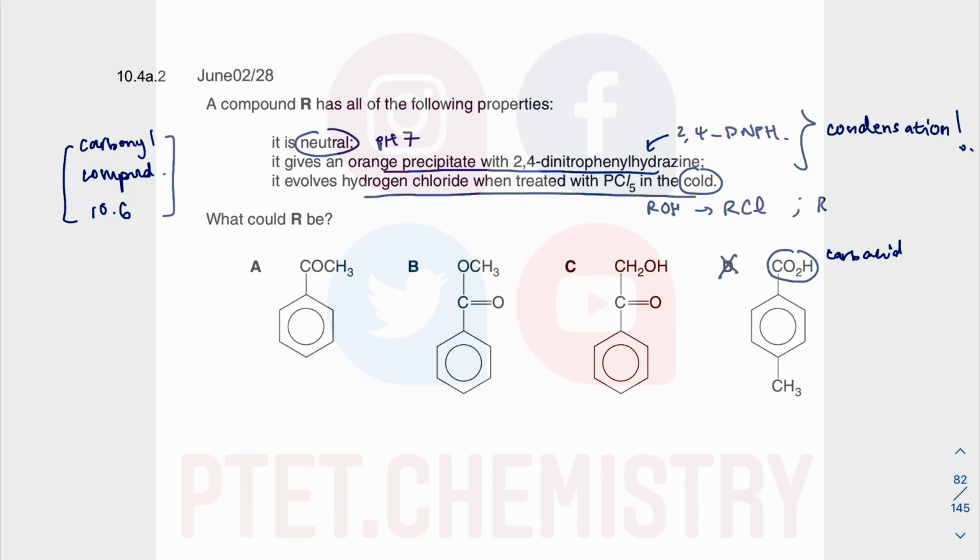It also turns, by the way, the carboxylic acid into this thing called acyl chloride. And acyl chloride is something you will do in A2 chemistry. Anyway, we already established it cannot be carboxylic acid based on the first information. The last bit of information tells you whether it's this reaction or this reaction.